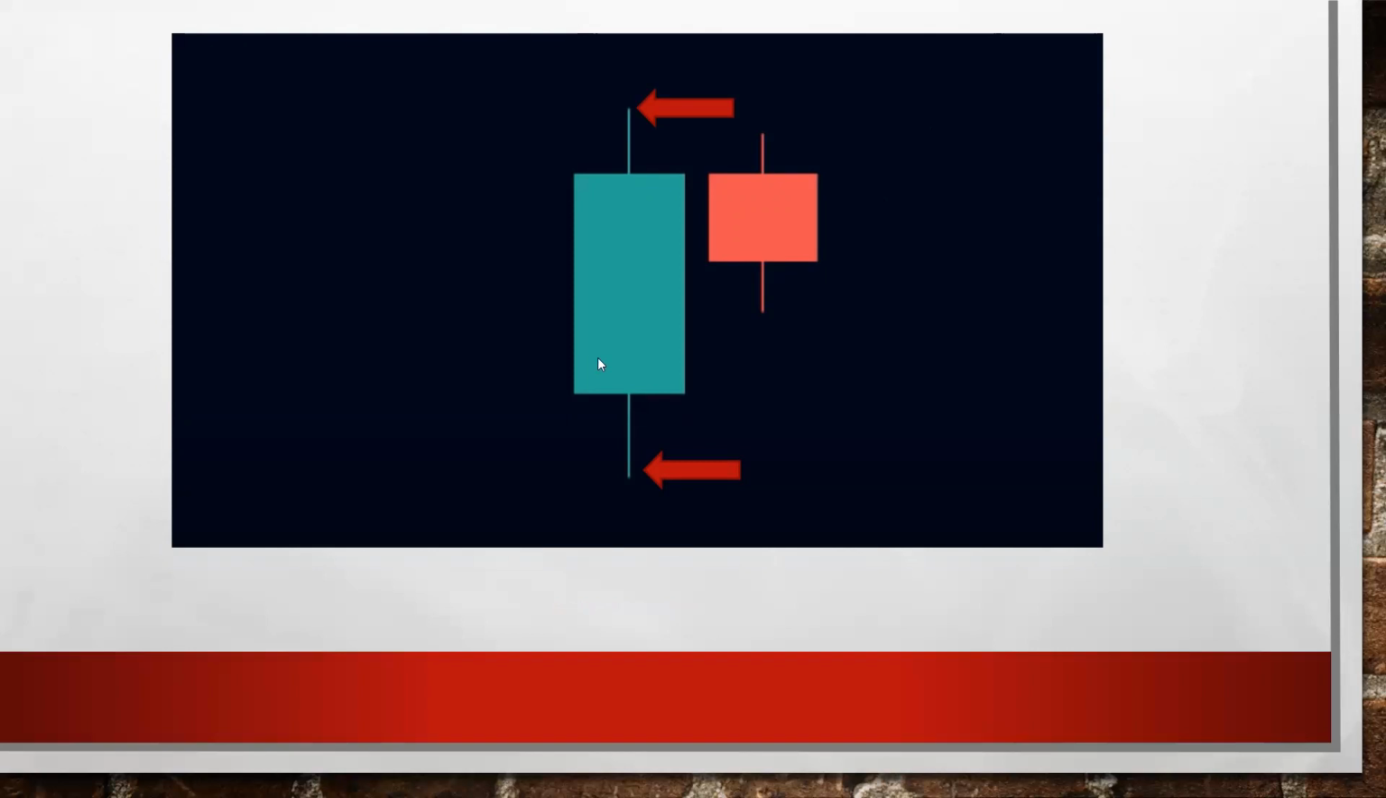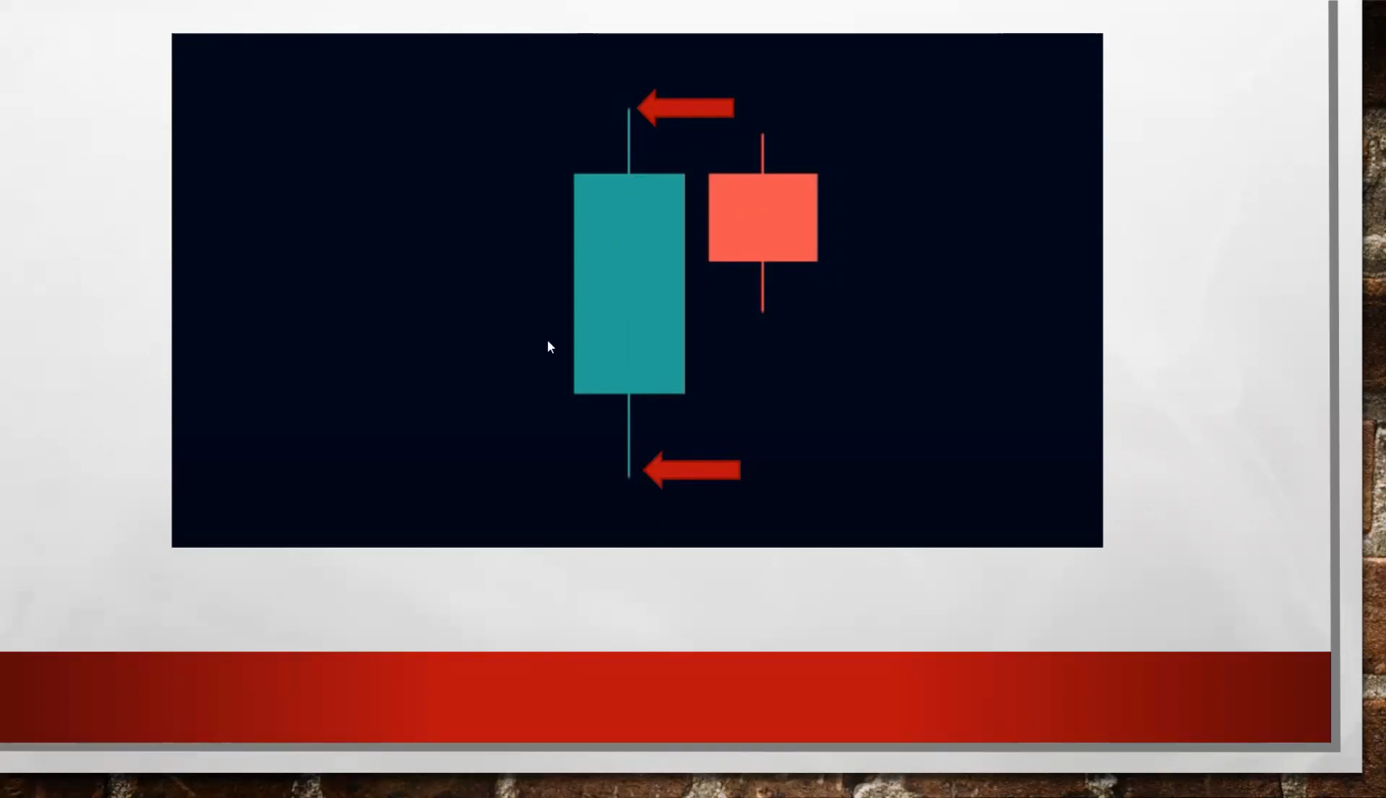The candle on the left needs to be higher and lower than the candle on the right, the baby candle. And this includes the wicks as well. We're including the whole entire candle, not just the body, but the wicks as well, and they need to be higher and lower than the candle on the right.